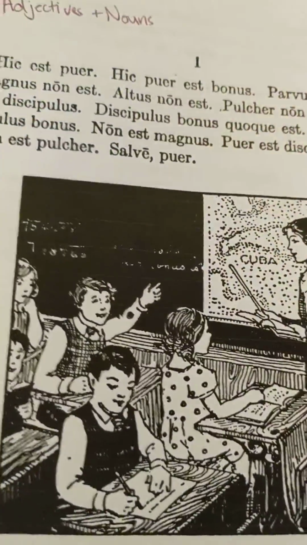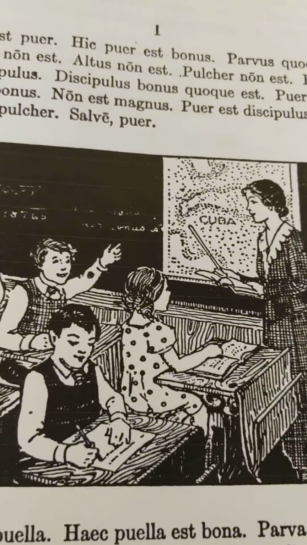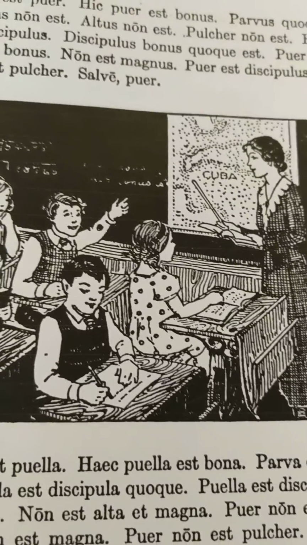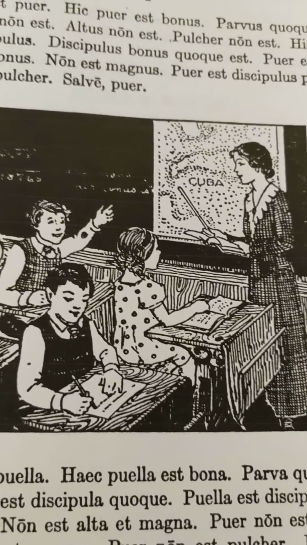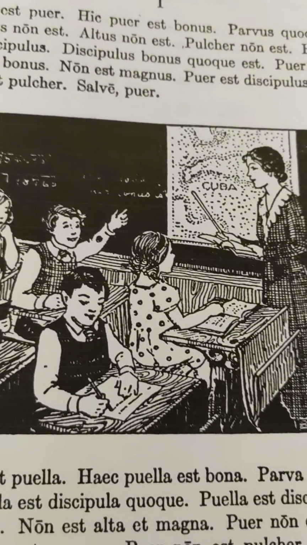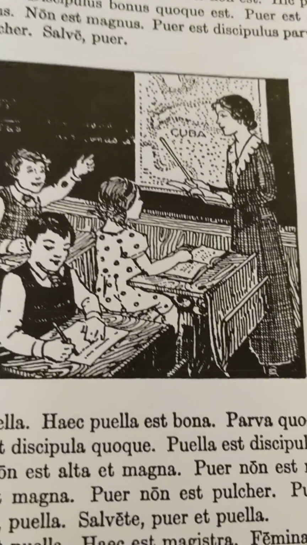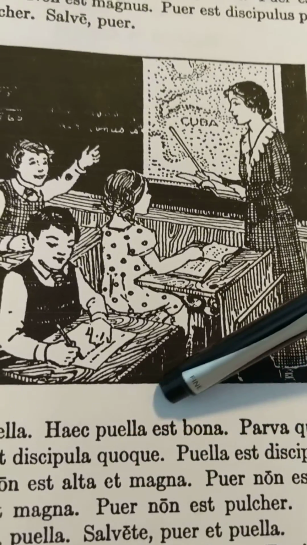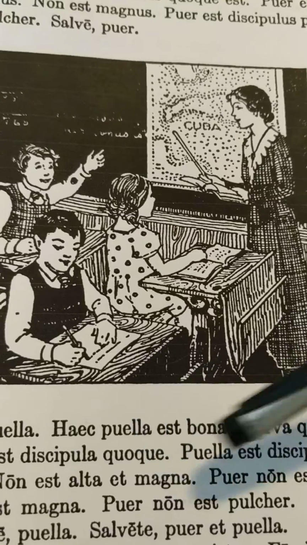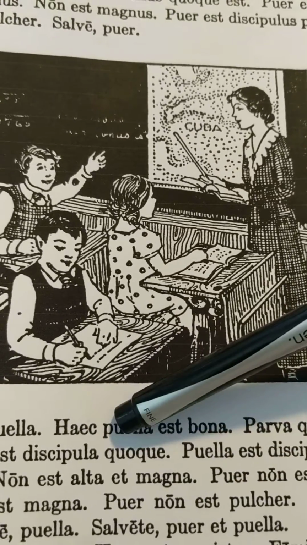Est is our verb for this chapter. They bring in the verbs really slowly in this book. I appreciate that. So est is our verb for this chapter, and it means he or she or it is. You can see down here, the est is referring to the girl, right? Because it's talking about puella.